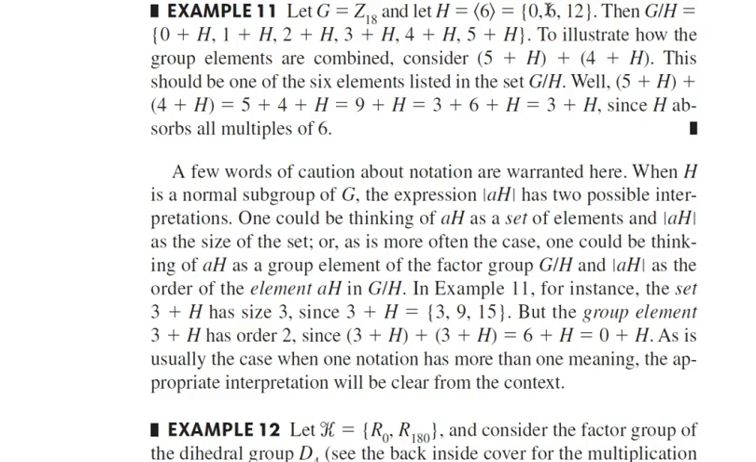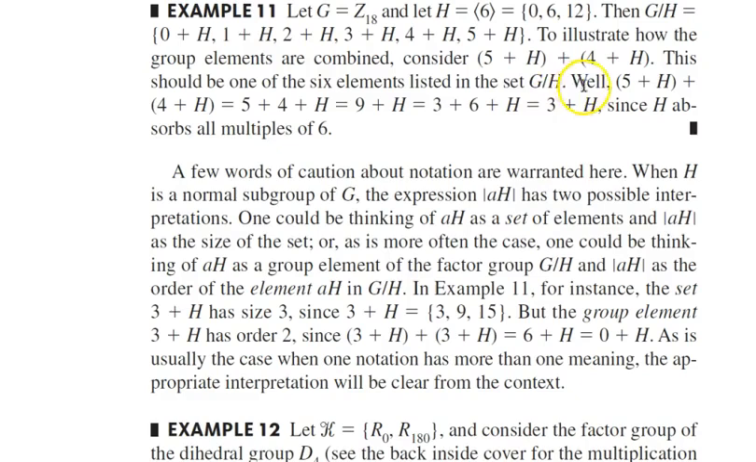So we have 6 cosets. And one can check that all these cosets are different and disjoint: 0 plus H, 1 plus H, 2 plus H, 3 plus H, 4 plus H, and 5 plus H. Each of these will have exactly 3 numbers in it. To illustrate how group elements are combined, consider the sum of these two cosets.